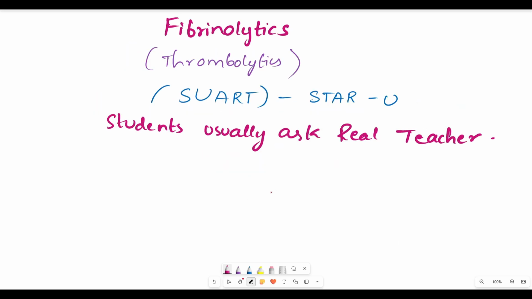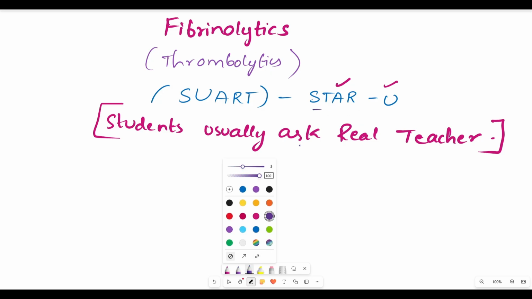So fibrinolytics are also called thrombolytics. To remember the examples under this, remember the code as STAR U, or you can remember the sentence as Students Usually Ask Real Teachers. So by using these tricks, let's try to write the examples under this.